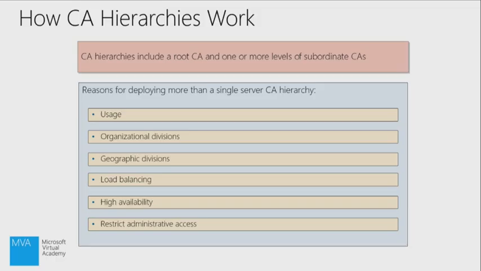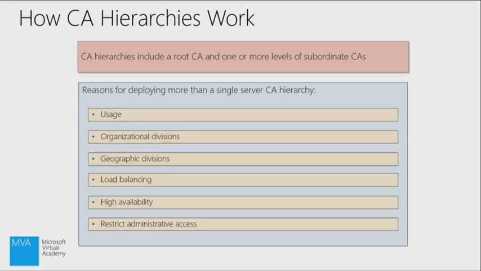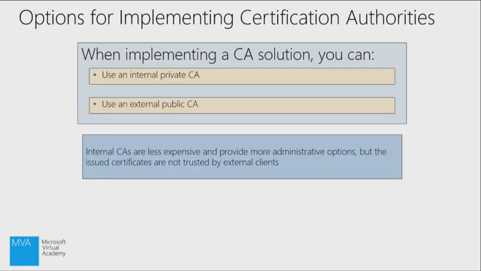How CA hierarchies work. They include a root CA, or certification authority, and optionally one or more levels of subordinate CAs. You don't have to have subordinate CAs. There are plenty of reasons for deploying more than one, all of them listed here.